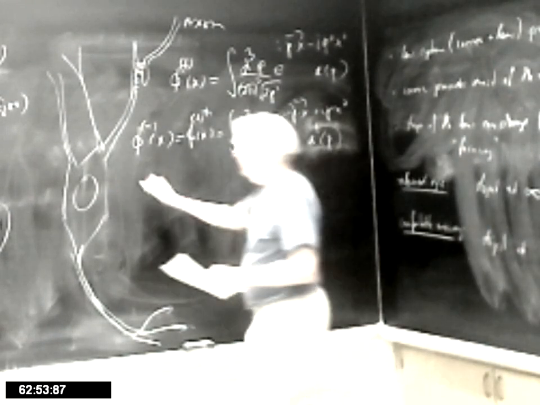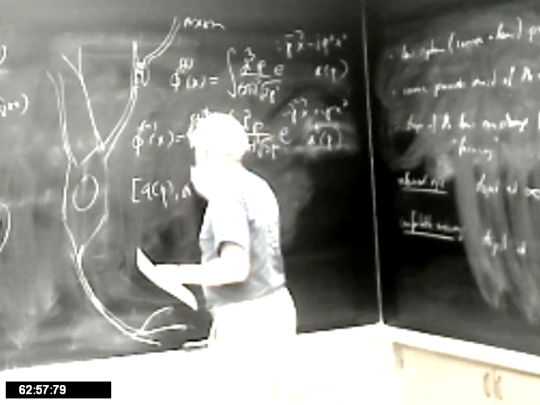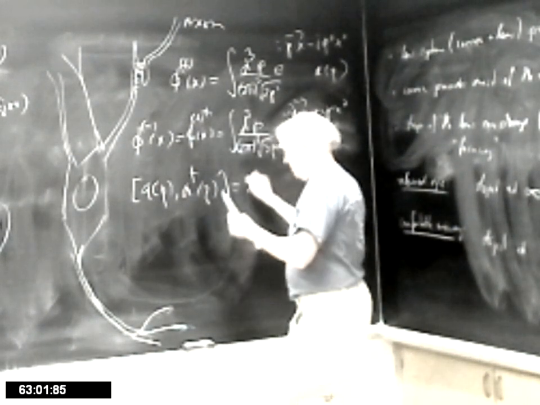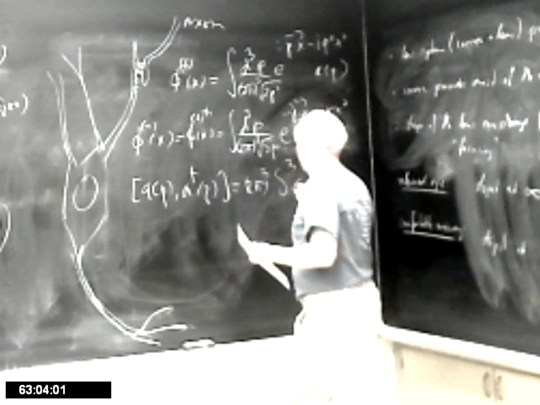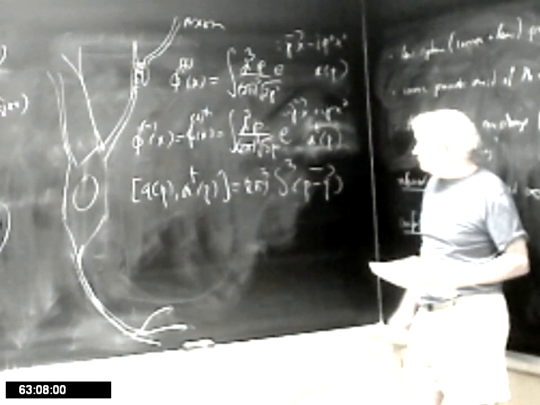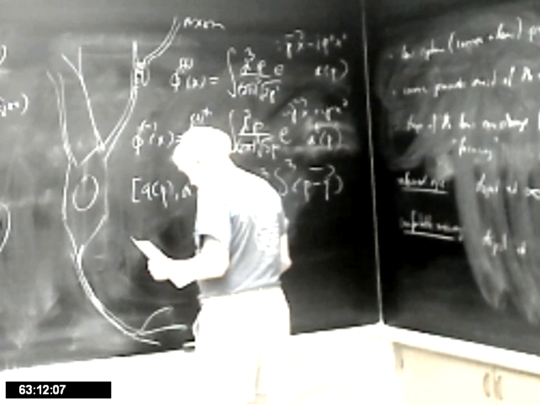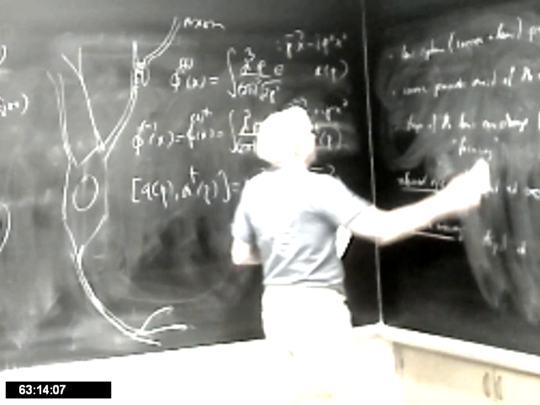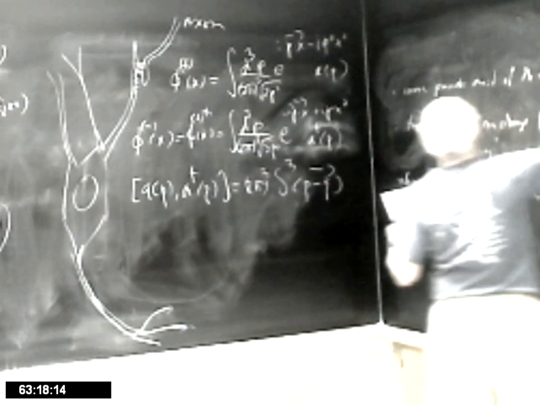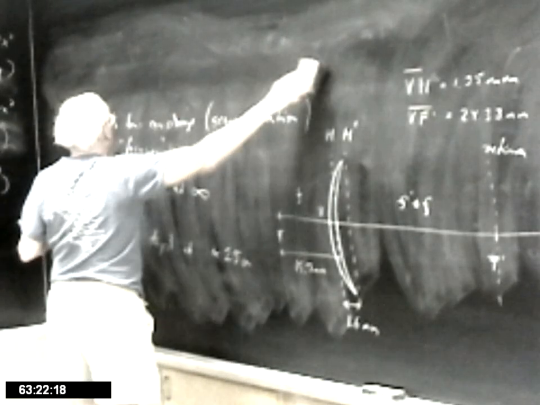Okay, now again in the Peskin-Schroeder notation, the commutator of a_p with a dagger_q is (2 pi)^3 delta of p minus q. So let's compute the commutator of phi plus at x with phi minus at y.